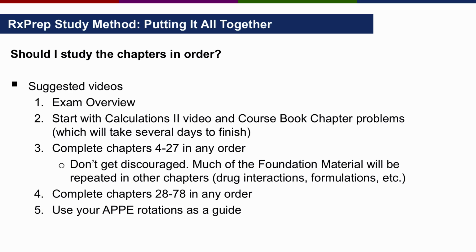Okay, another thing that is important for students that they ask us, what order do I use this big book in? Our suggestion is to read the exam overview first, or to watch the video on YouTube. And then if you've mastered the basic math, start with calculations 2, because you will need to be alternating calculations with all the other topics, so that should be knocked out first. And then for chapters 4 to 27, you do in any order. Those are the foundation material.